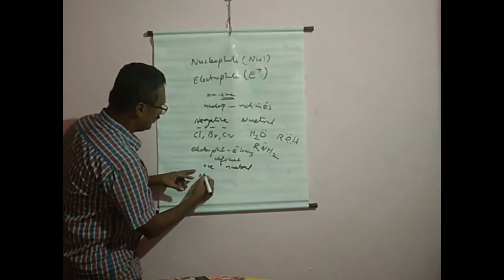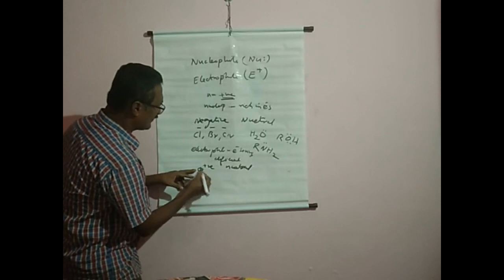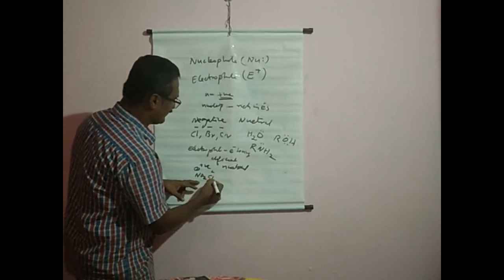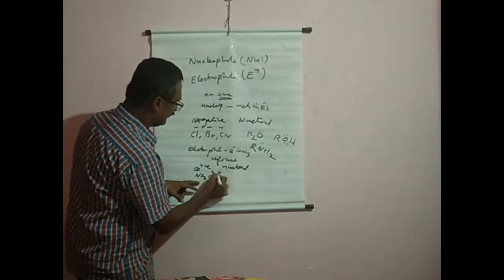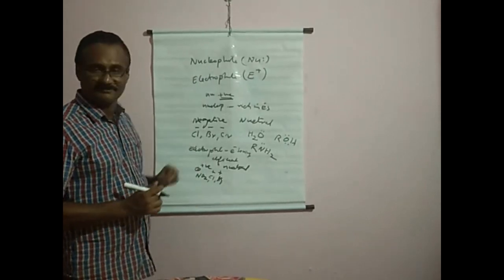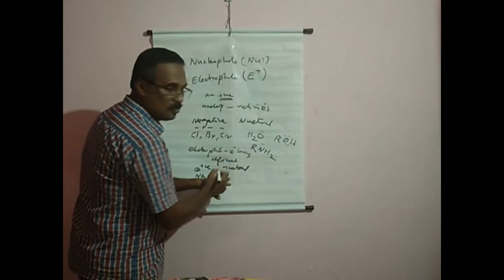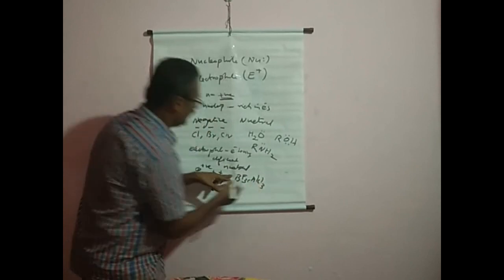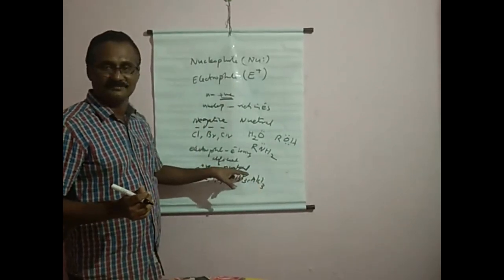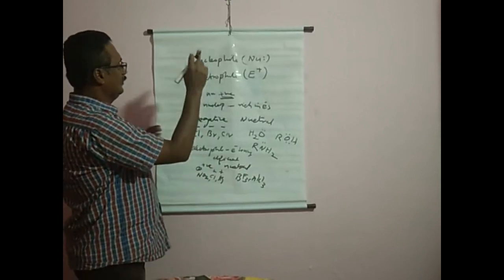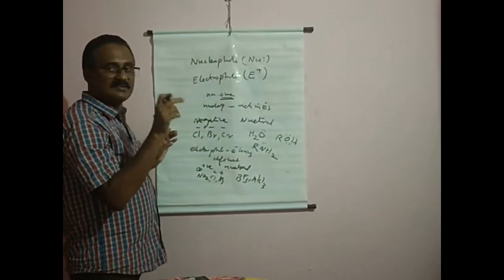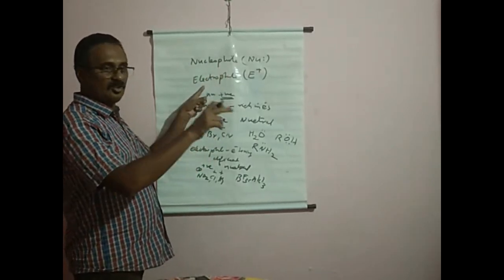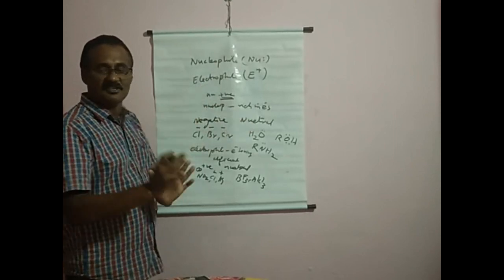Positive electrophiles include NO2 plus, which is called the nitronium ion, Cl plus, and Ag plus. These are all positive electrophiles. Examples of neutral electrophiles are BF3 and AlCl3. They are electron deficient species. Okay? Nucleophiles are nucleus loving, electron rich. Electrophiles are electron loving, electron deficient species.